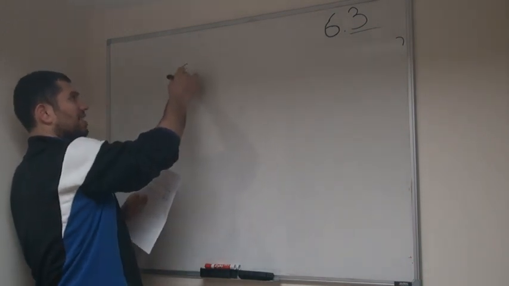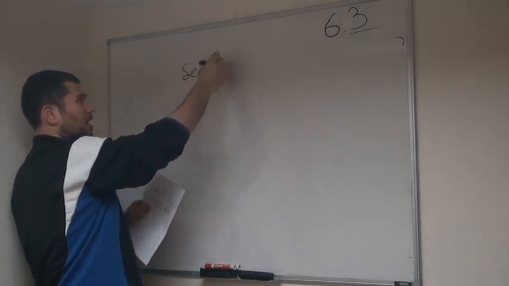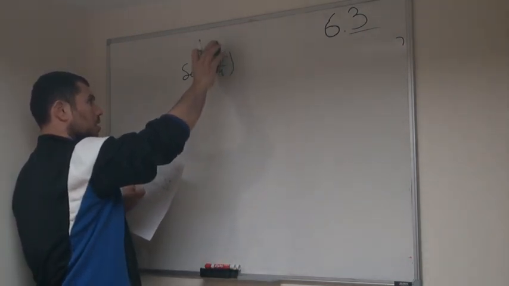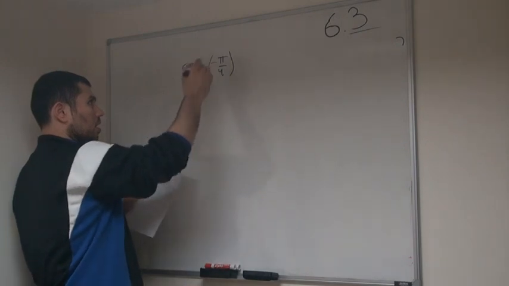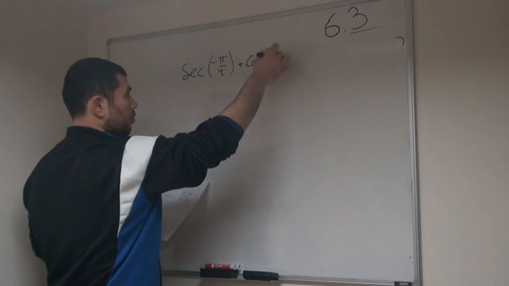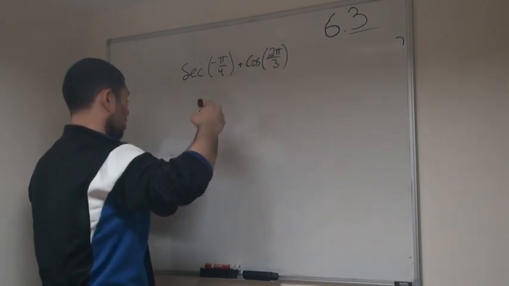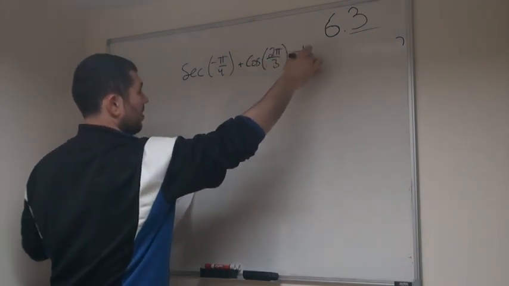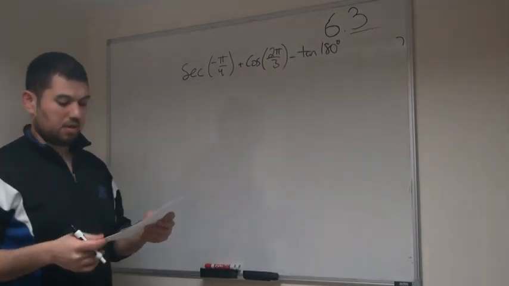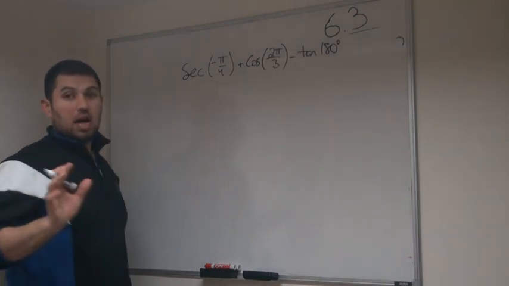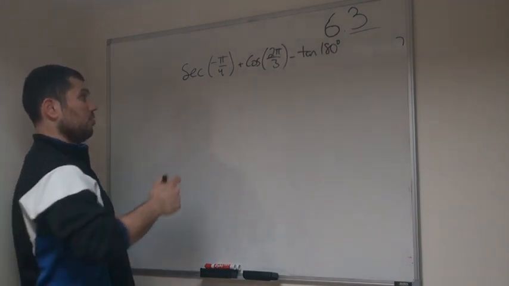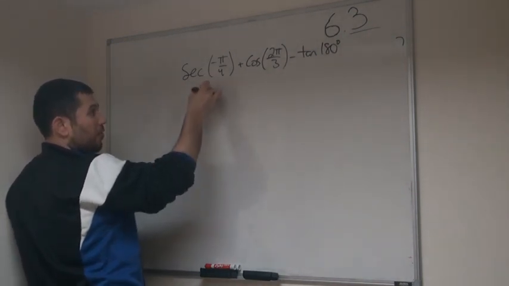So if we had secant of minus pi over 4 plus cosine of 2 pi over 3 minus the tan of 180. So we got a full review here. A lot going on. I'm going to run through this problem because you guys can re-YouTube this. The wonders of YouTube. Secant of negative pi over 4.